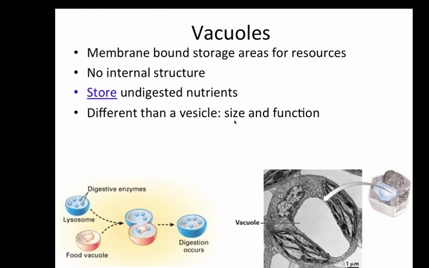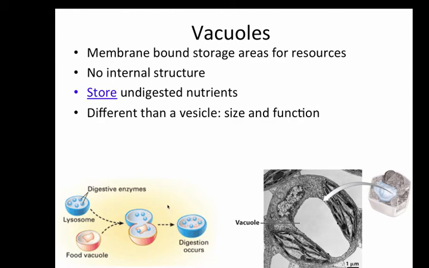And how are they different? They differ by their size, so they're much bigger, and their function. Remember the lysosomes, they had these enzymes, and they're the digestive system. They're more for digestion and degrading old or worn out organelles, or getting rid of bacteria or some type of virus that tries to invade our system. But vacuoles, on the other hand, they're more for storage.